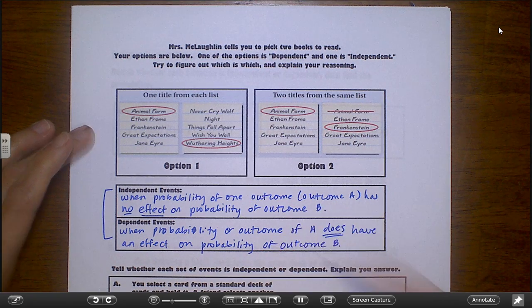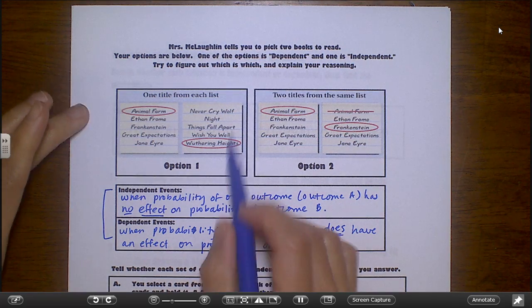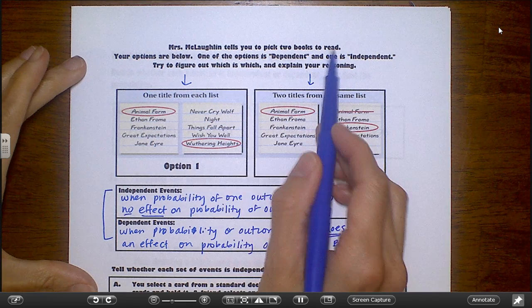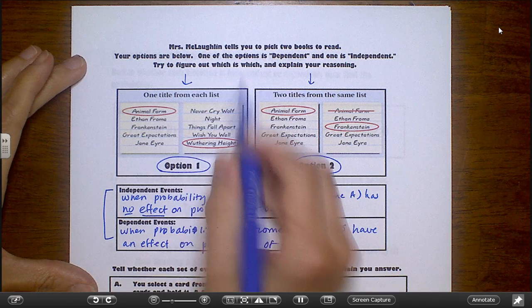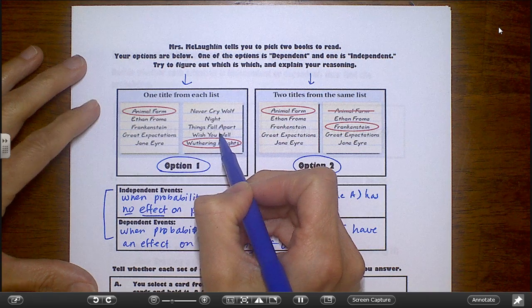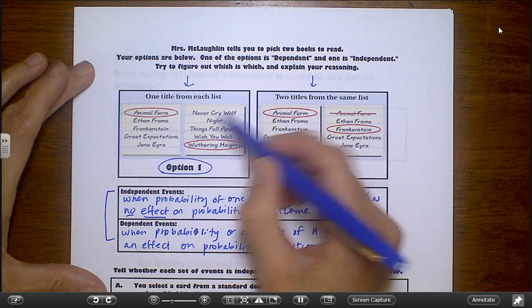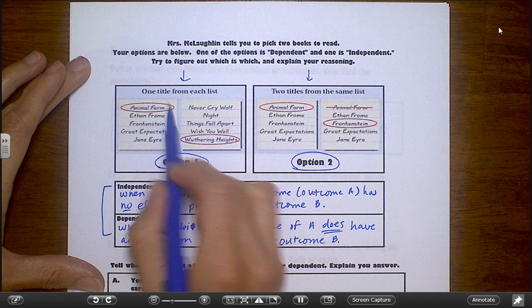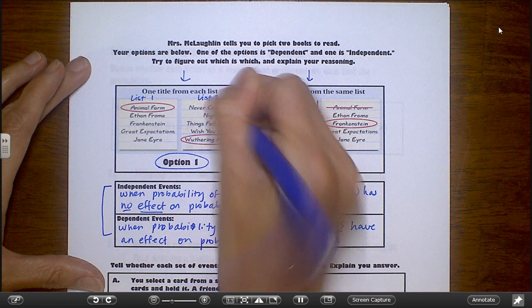And you might think, well, why would those be different? Like, why would it sometimes have an effect and why would it sometimes not? Well, take a look at these up here, these book titles, right? So if your teacher, I have Mrs. McLaughlin here, she's my friend, if she tells you to pick 2 books to read, you have this option 1 and option 2 here. So your option 1 is one title from each of these lists, right? So I have Animal Farm and Ethan Frome and Frankenstein and Great Expectations and Jane Eyre. And then I have a separate list of Never Cry Wolf, Night, Things Fall Apart, Wish You Well, and Wuthering Heights. So if I want, I can pick Animal Farm from list 1. And I can pick Wuthering Heights from list 2.